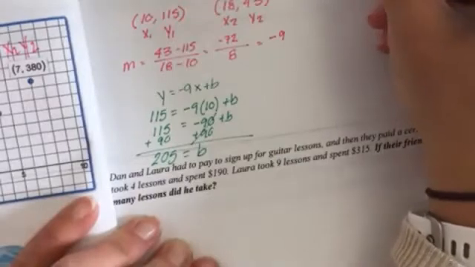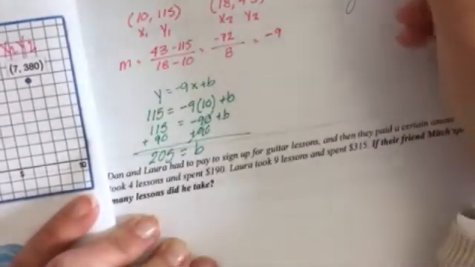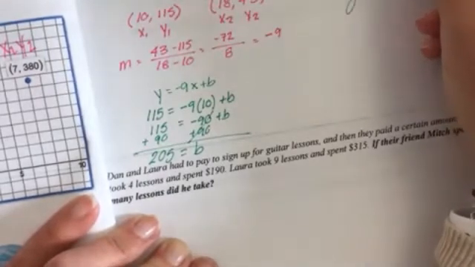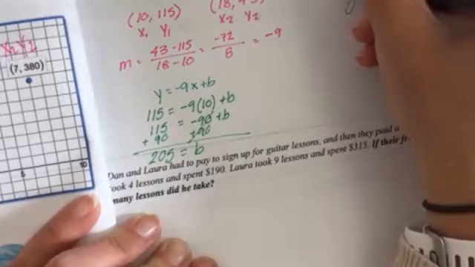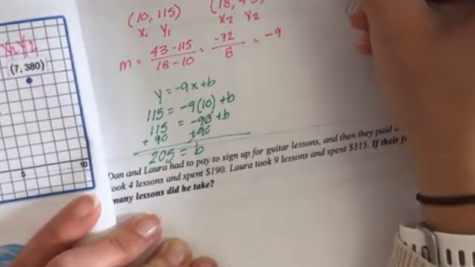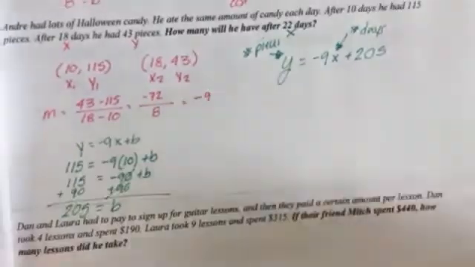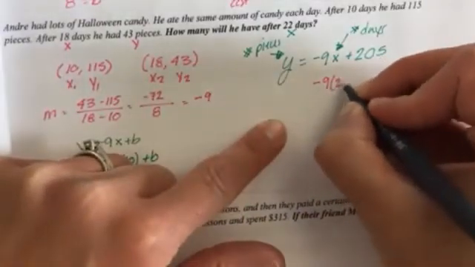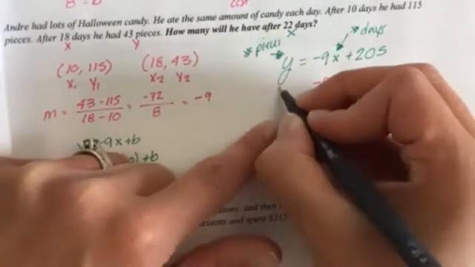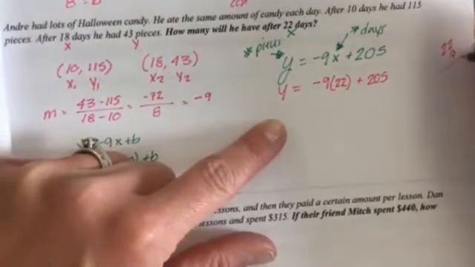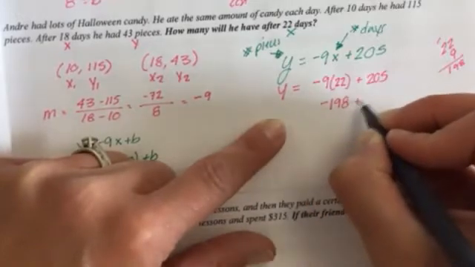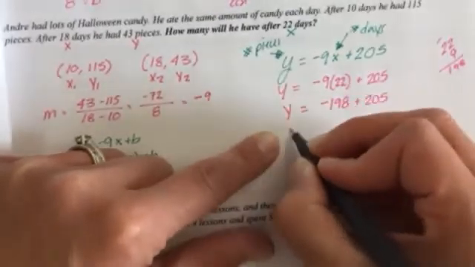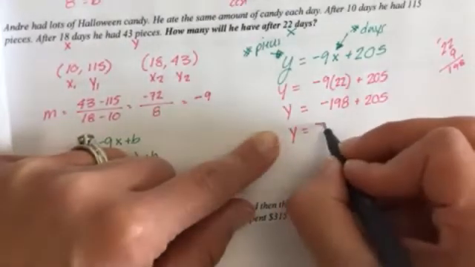The days is our X. So I'm going to write my basic equation: Y equals negative 9x plus 205. X is the number of days, and Y is the number of pieces of candy. Because they asked after 22 days, I can put 22 in for X. So he would have eaten 198 pieces of candy. He started with 205 pieces. What does that give him? 7 pieces of candy.